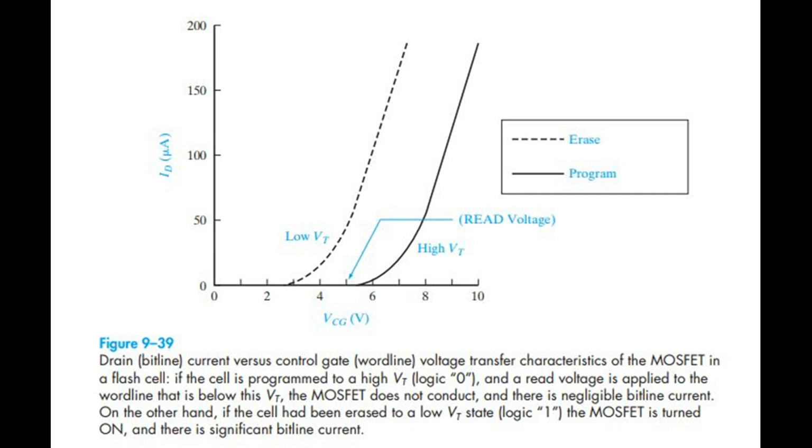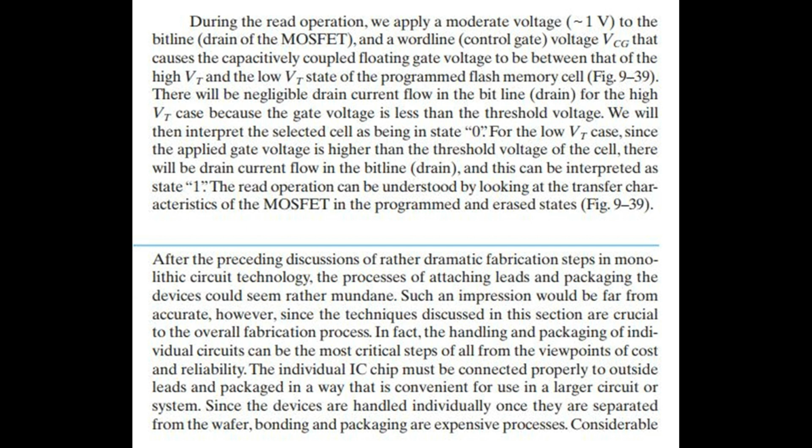On the other hand, if the cell had been erased to a low threshold voltage state, logic 1, the MOSFET is turned on, and there is significant bit line current. During the read operation, we apply a moderate voltage, 1V, to the bit line, drain of the MOSFET, and a word line, control gate, voltage VCG that causes the capacitively coupled floating gate voltage to be between that of the high threshold voltage and the low threshold voltage state of the programmed flash memory cell, Fig 939.